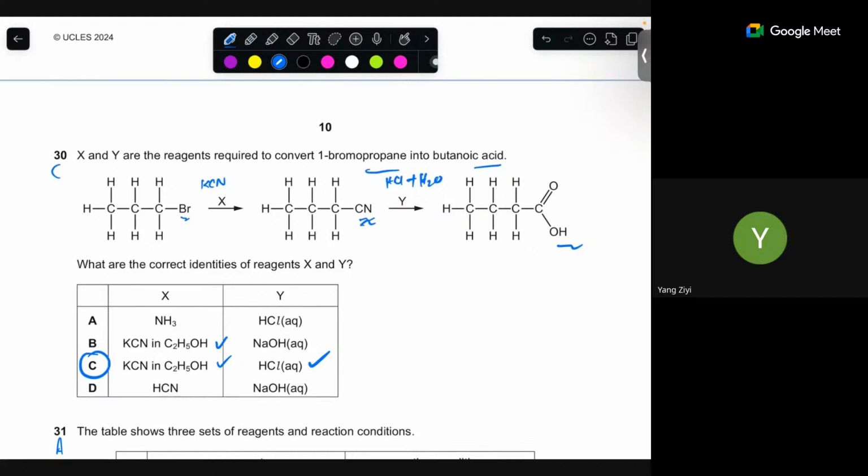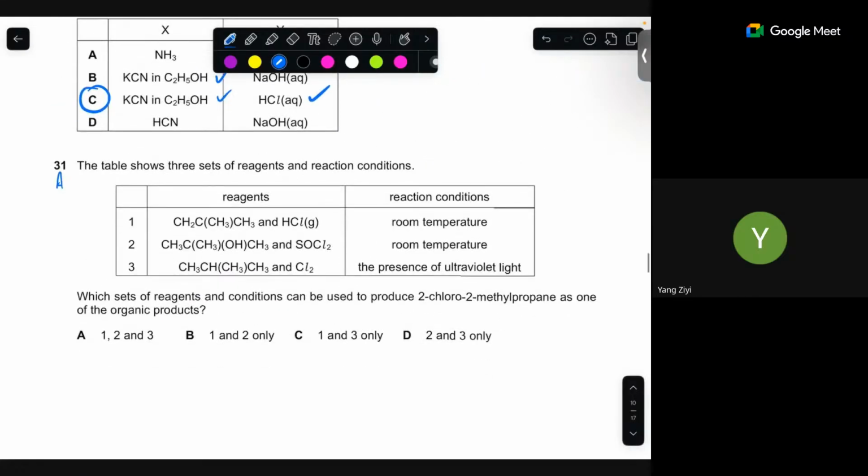So this is what we learned towards the end, carboxylic acid and nitrogen compounds. Now 31, the table shows 3 sets of reagent and reaction condition. So you have reaction condition, room temperature, presence of ultraviolet light. Which set can be used to produce 2-chloro-2-methylpropane? We want to produce this.